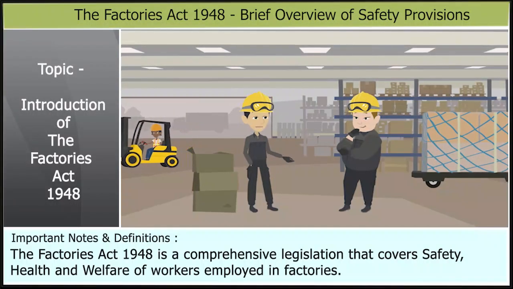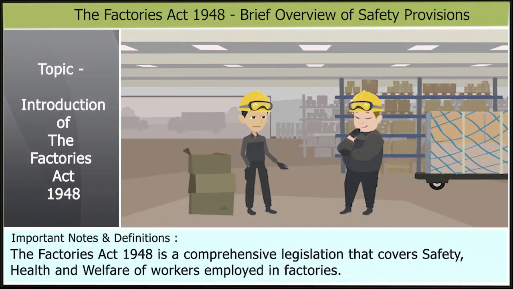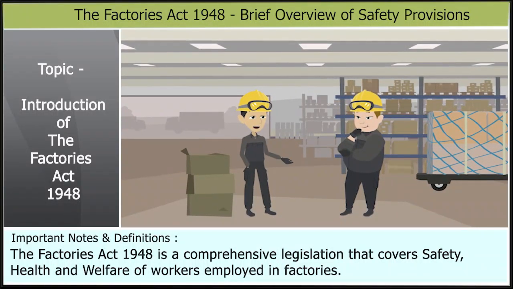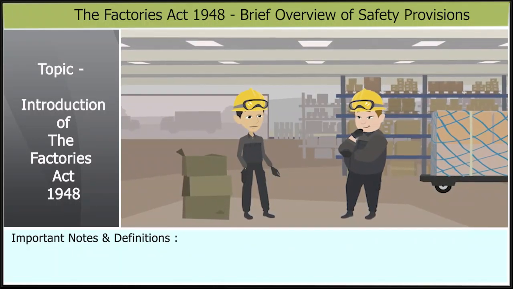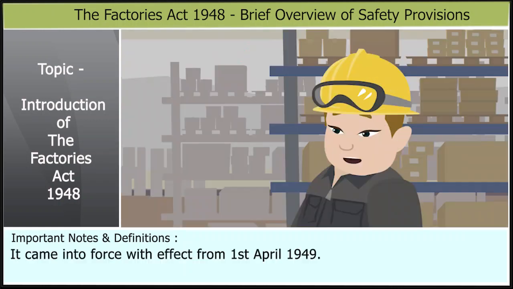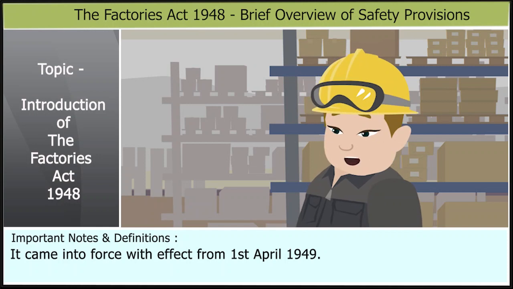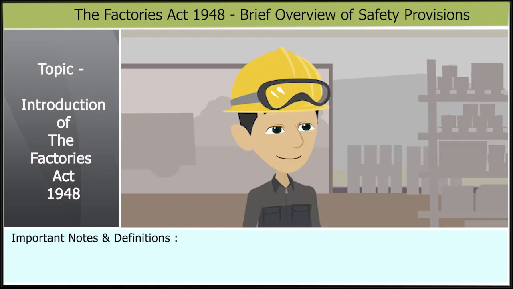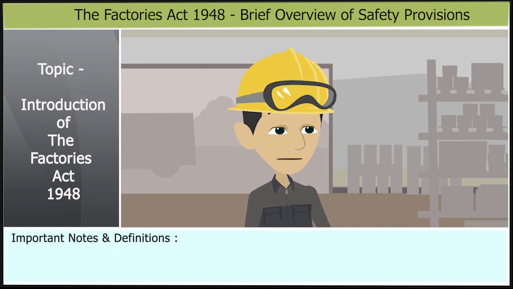The Factories Act 1948 is a comprehensive legislation that covers the safety, health, and welfare of workers employed in factories. Do you know when it came into force? Yes, it came into force with effect from 1st April 1949. What is the main objective of the Factories Act 1948?